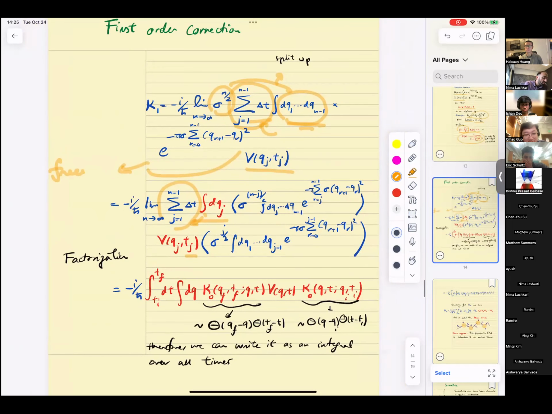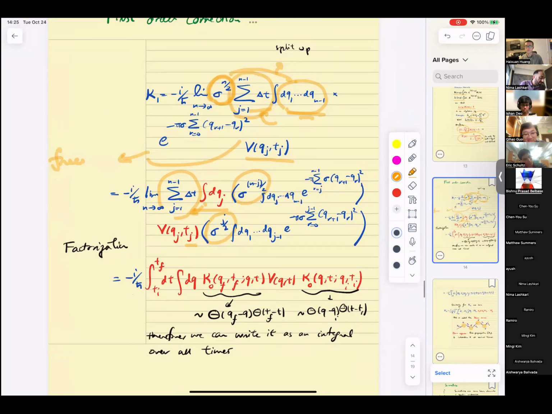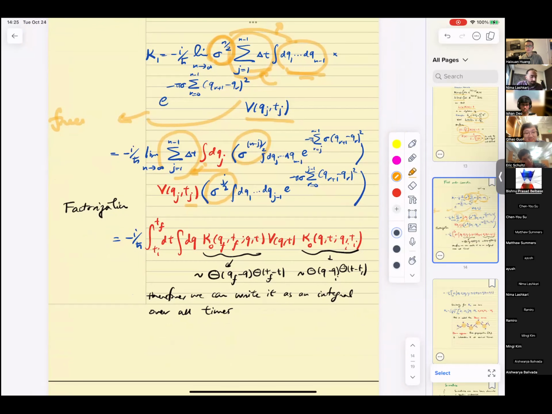What you do is you split up the sigma to the power of n squared into two parts. One of them, you put into j over 2 and n minus j over 2. You split up your integrals also, for the number 1 to number j, and then j onward to n. The reason you do this is to repackage this as minus i h bar, integral from ti to tf dt that you already had, integral over dq, V(q,t), with the propagators on both sides.